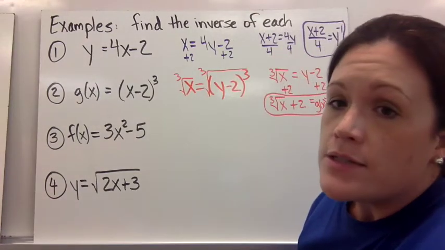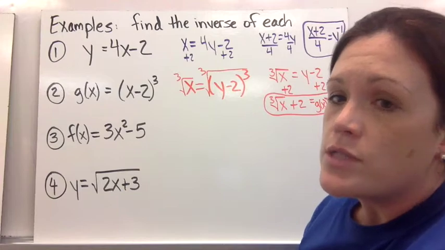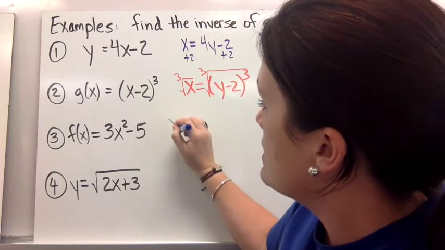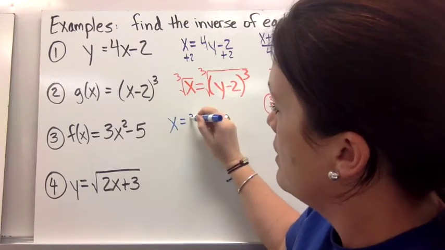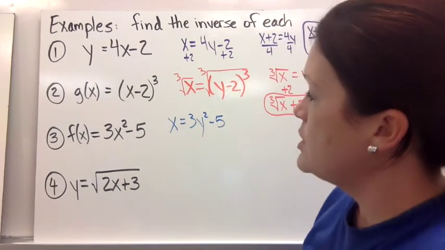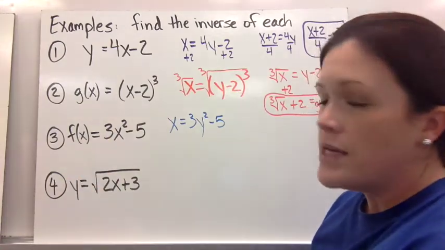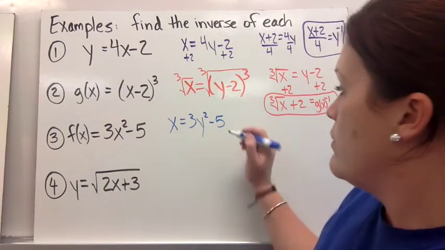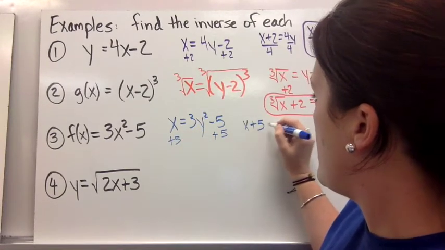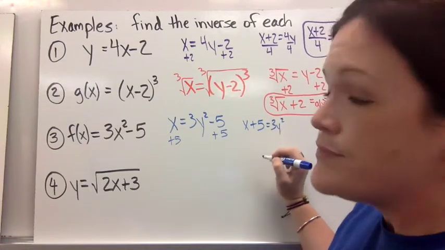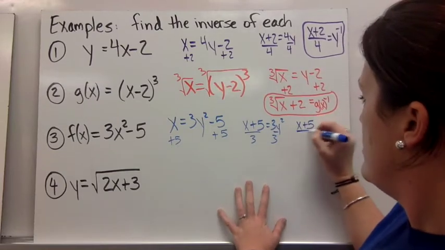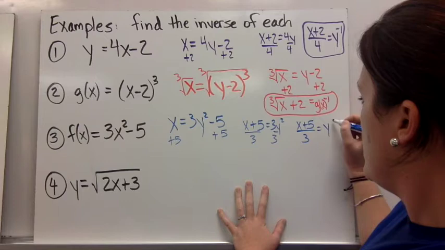Number 3, you're given f of x equals 3x squared minus 5. It's quadratic, and f of x is like our y in this case. So we're going to rewrite it as x in place of y equals 3y in place of x squared minus 5. So we switched the x and the y. Everything else stayed in place. Now we need to get y by itself. So I'm going to add 5. I get x plus 5 equals 3y squared. So let's divide by 3. So x plus 5 divided by 3 equals y squared.